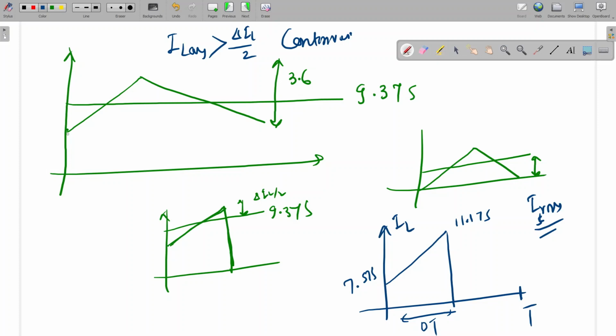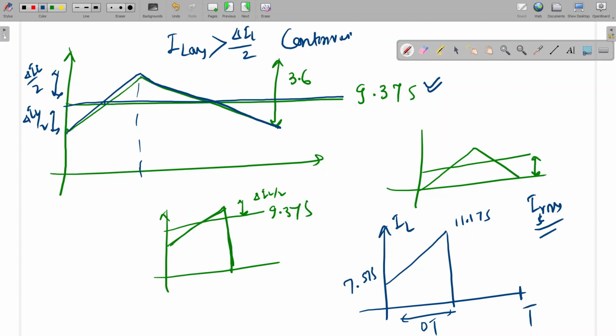This is the inductor current. During the on duration, this current will flow through the source current. So the inductor average current will come at the middle point, and delta IL by 2 we have already calculated, and here also delta IL by 2.